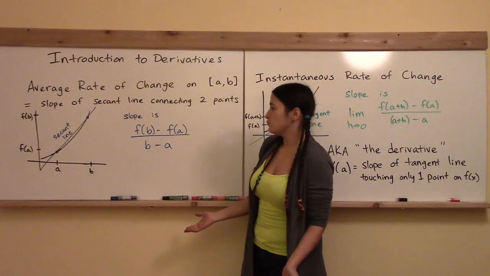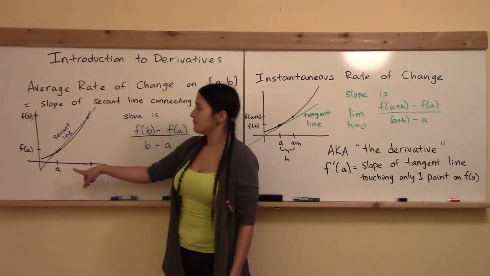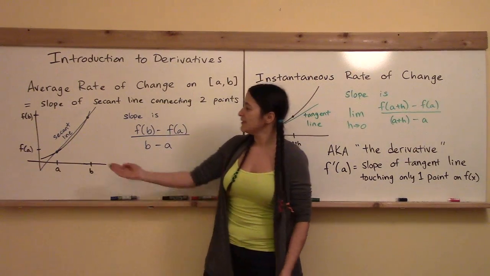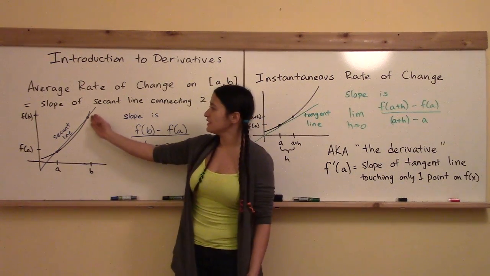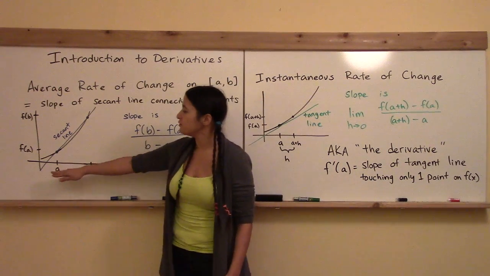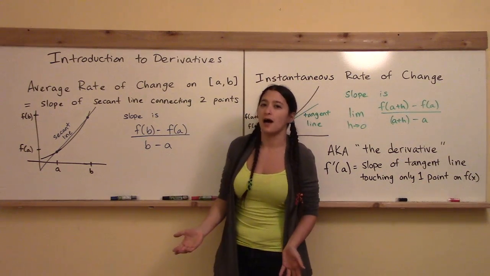As we move from x is equal to a to x is equal to b, the function increases from here to here. Now as you can see, this function's curvy. It doesn't increase linearly. But when I take these 2 points and define the unique line that connects just those 2 points on the graph, that is a line.